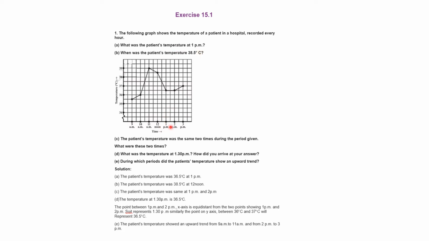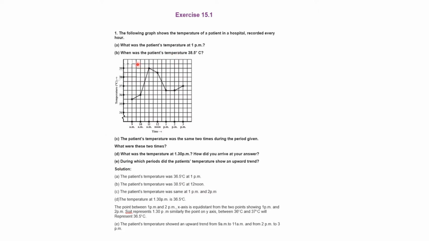So just have a look at the graph. At 1 p.m., when we go here and move in this direction, we find that the temperature is 36.5. So at 1 p.m. the temperature is 36.5.